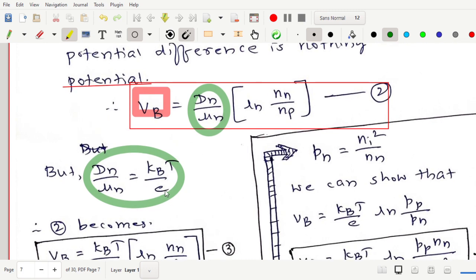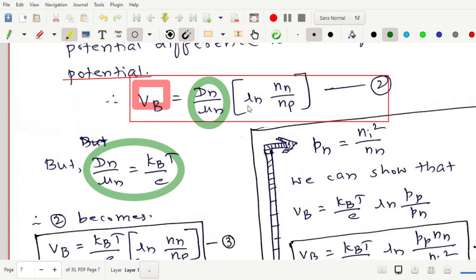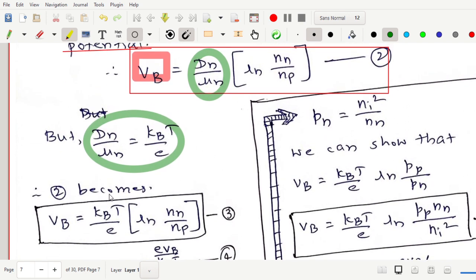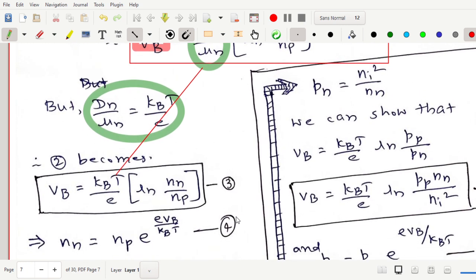So we will take this and substitute it in equation number 2. Our equation number 2 becomes VB is equal to kBT by E, where instead of dN by mu n we have substituted kBT by E, and then ln nn by np. Let us call this equation number 3.